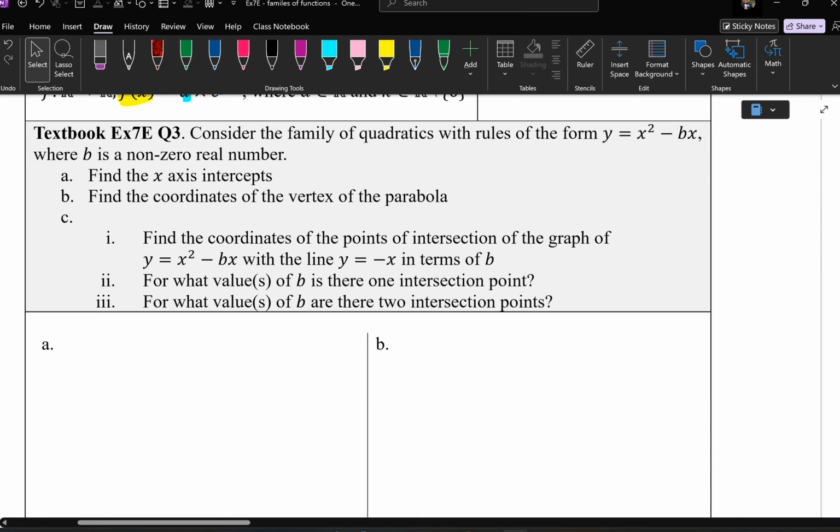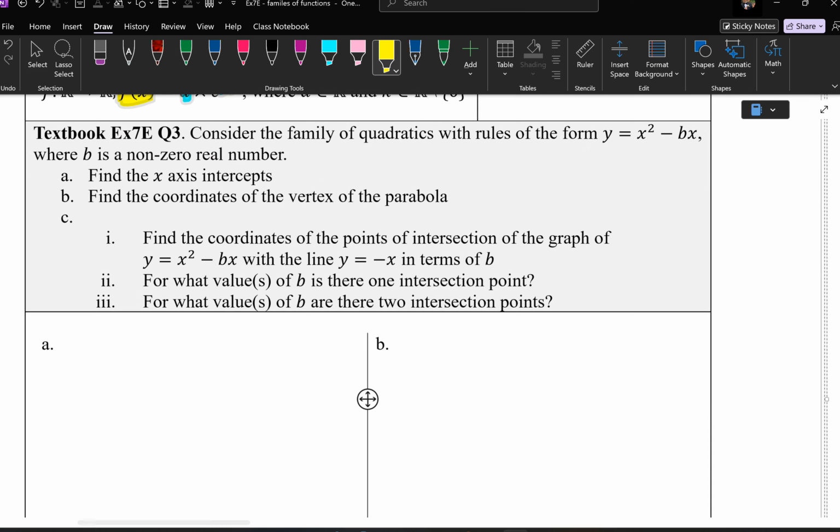Consider the family of quadratics. So the first thing they tell you, you've got quadratics, boys, with rules of the form, here we go, x squared minus bx. That's a quadratic form, where b is a non-zero real number. So they're saying that b can be any number except 0. Find the x-axis intercepts. So let's start off with that.